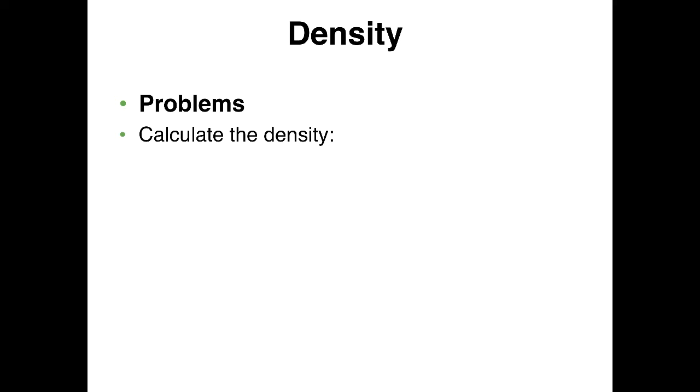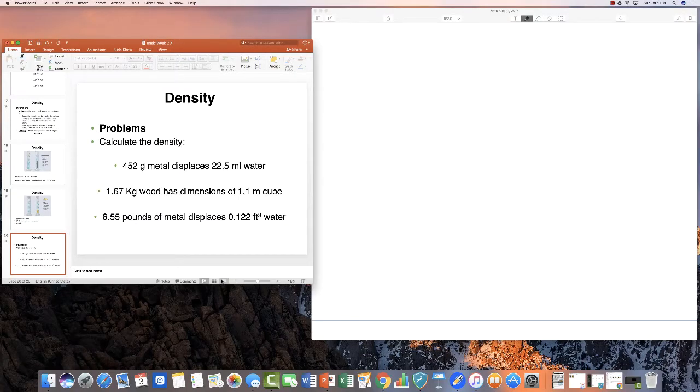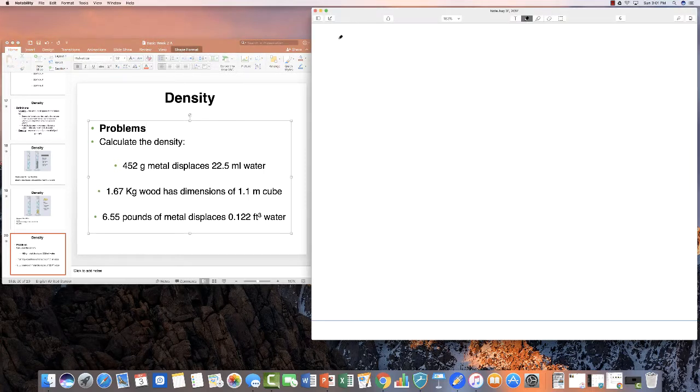So let's do some other problems here. Let's look at the first one. A 452 gram piece of metal displaces 22.5 milliliters of water. That tells you that the displaced volume is the volume, and rho is going to be mass divided by volume. And so you're going to have 452 divided by 22.5.